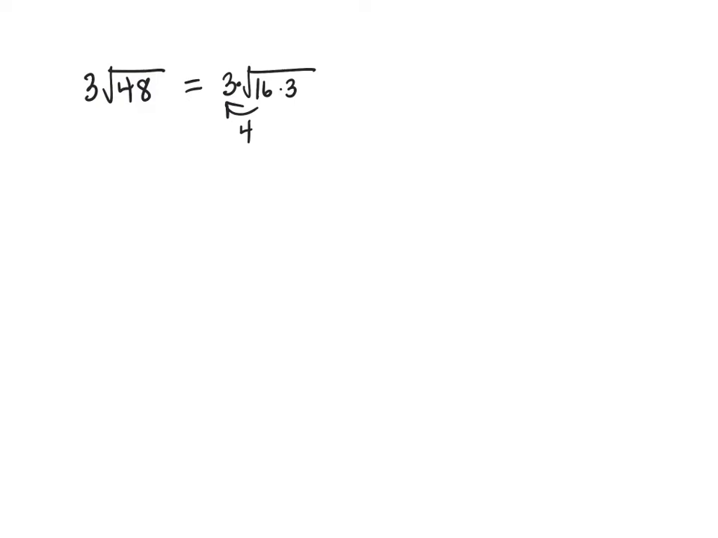Remember, there's times between the 3 and the root. So when I take the square root of 16, which is 4, and I take it out front, I have to multiply. 3 times 4 makes 12. 12 root 3 then is our answer.